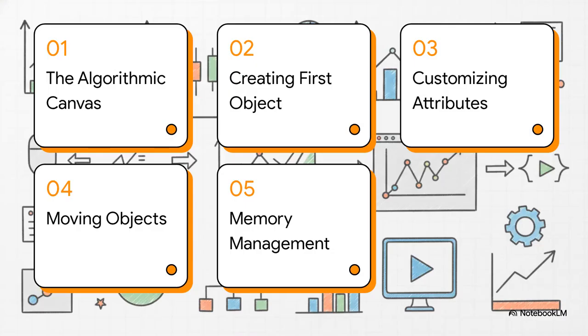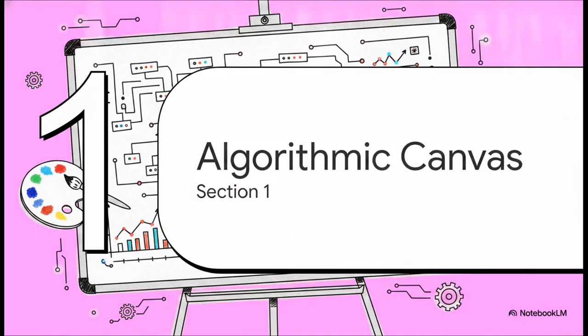So, here's our roadmap for today, the Object Lifecycle. We'll be hitting the algorithmic canvas, creating your first object, customizing object attributes, moving objects dynamically, and finally, deleting and memory management. All right, let's jump right into Section 1, the algorithmic canvas.